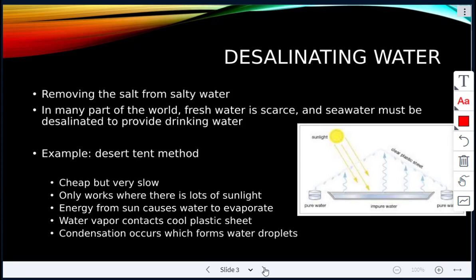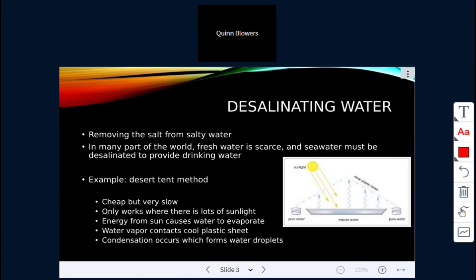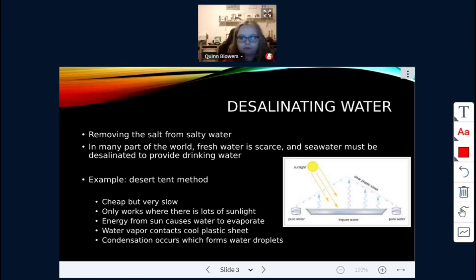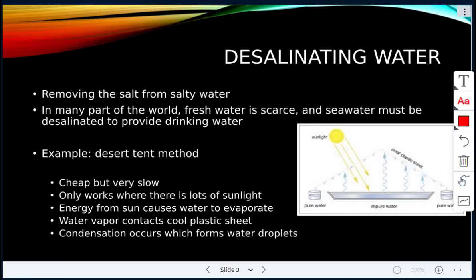All right, so here's an example of desalinating water. Removing salt from water is very important because in many parts of the world, fresh water is very scarce. So seawater has to be desalinated to provide drinking water.